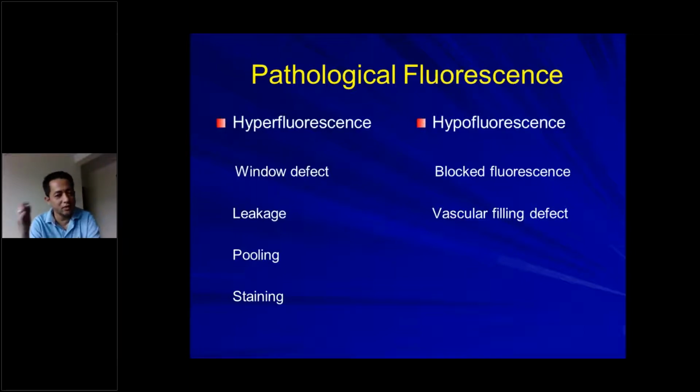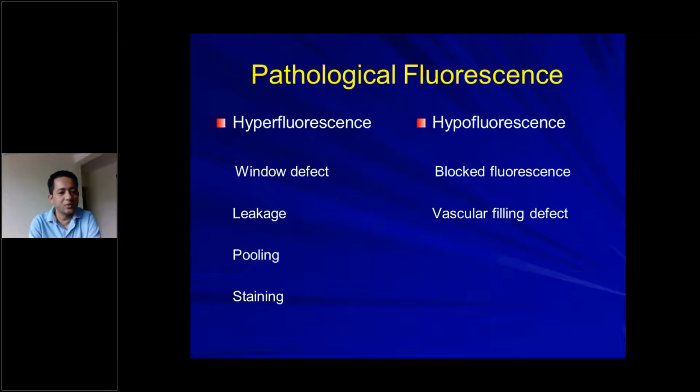So the four things we see in hyperfluorescence are window defect, leakage, pooling, and staining. When you're analyzing a fundus fluorescein angiogram picture, what we need to see in hyperfluorescence is when the hyperfluorescence is starting, how it's ending, what about the margin, is it sharply defined, or is it very dull or poorly demarcated. So for instance, in the window defect, it's a very sharply defined hyperfluorescence, but it comes in the very early phase. That's right from the choroidal stage of the circulation.